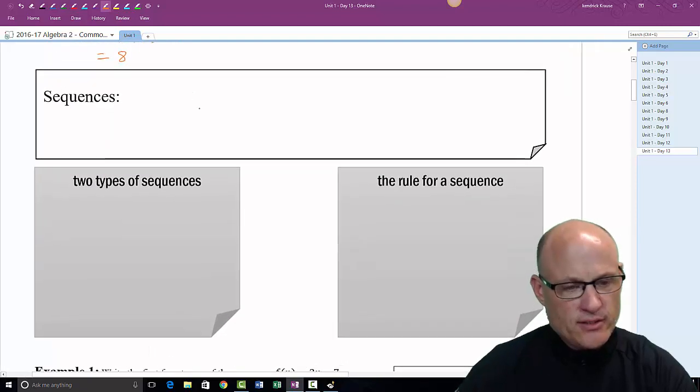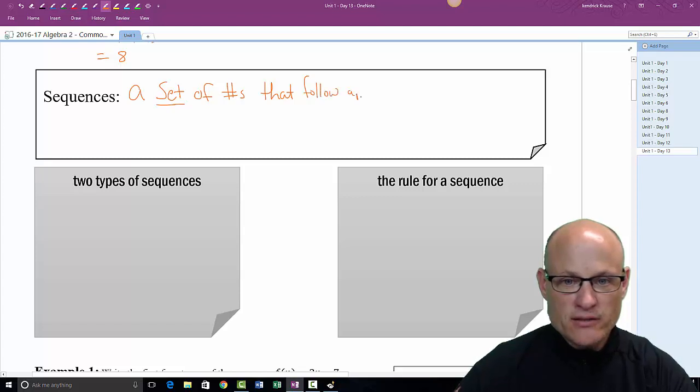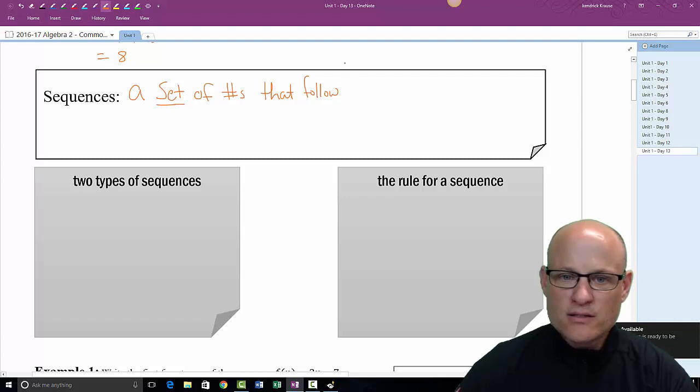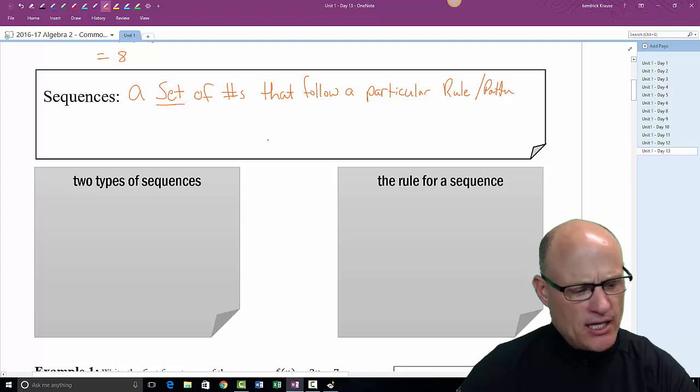A sequence is a set of numbers that follow a particular rule or pattern. That's the word I wanted, pattern. It's kind of similar to a function.